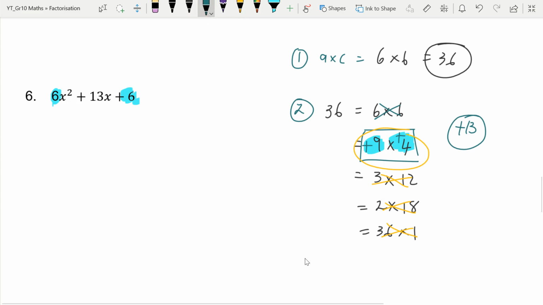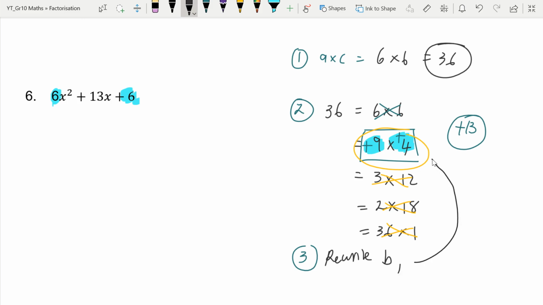So definitely those are our options. What are we supposed to do in the third step? Well, this is when we are going to rewrite our b, which is the plus 13, as the factors that we found that works in the second step. So let's go ahead and do that. We just leave that for now. And we rewrite the middle term, the plus 13, as those factors that we identified.